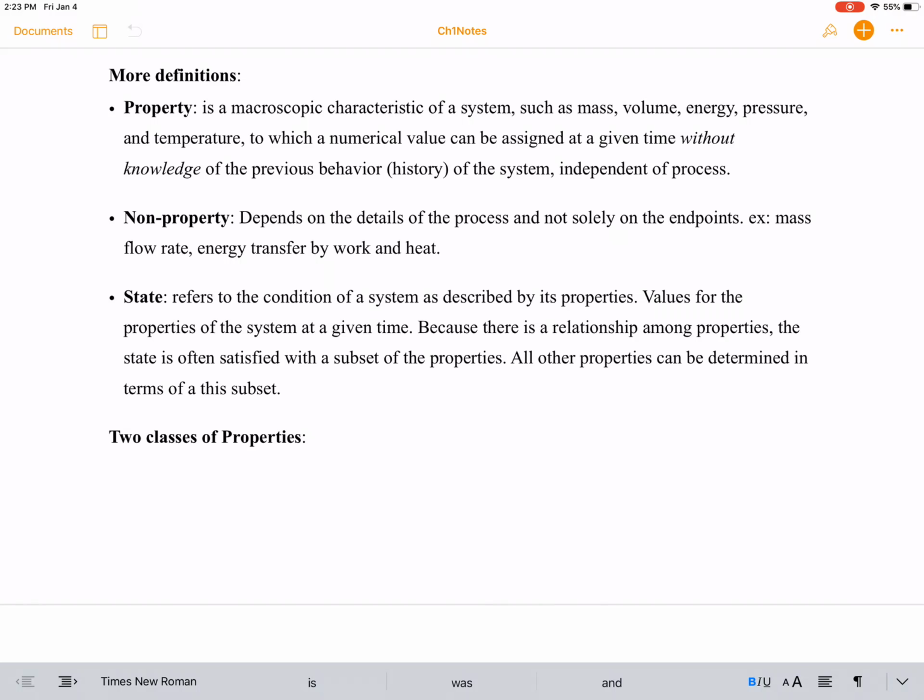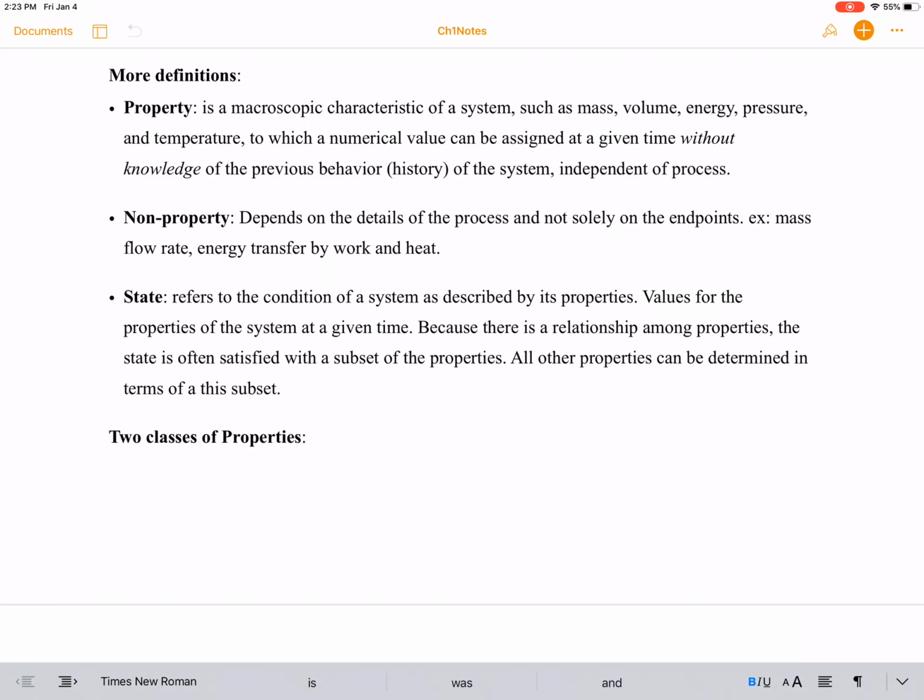Non-properties depend on the details of the process and not solely on the endpoints. So mass flow rate, energy transfer by work or heat, those are non-properties. State refers to the condition of a system as described by its properties, the values of properties of a system at a given time. Because there's a relationship among the properties, the state is often satisfied by a subset of the properties. All other properties can be determined in terms of this subset.